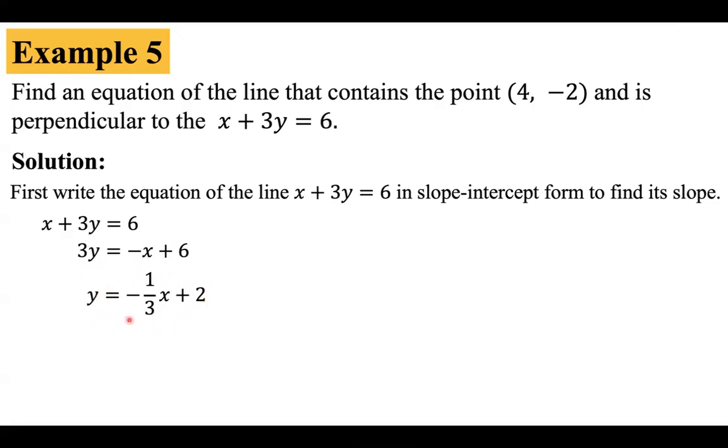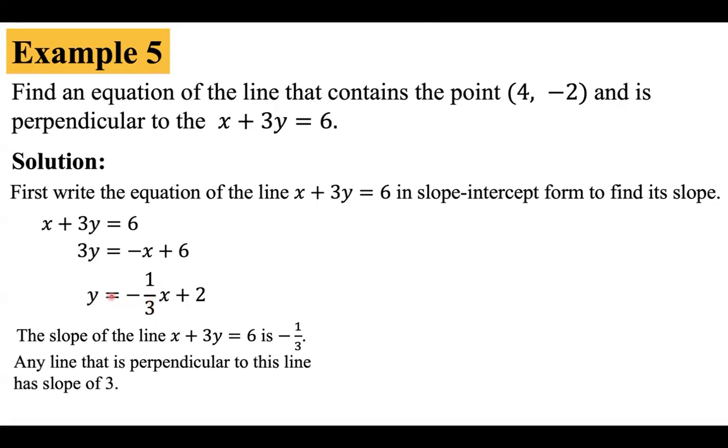Now from here, this equation and the original equation are the same, except that this equation is written in y equals mx plus b form, where the y variable is isolated. Now from here, you can tell what the slope is. The slope in this case is -1/3. So if I want an equation that is perpendicular to this, it should have the opposite sign, which would be positive, and then the flip-flop of those numbers. So it should be +3 in this case. So any line that is perpendicular to this should have a slope of +3.